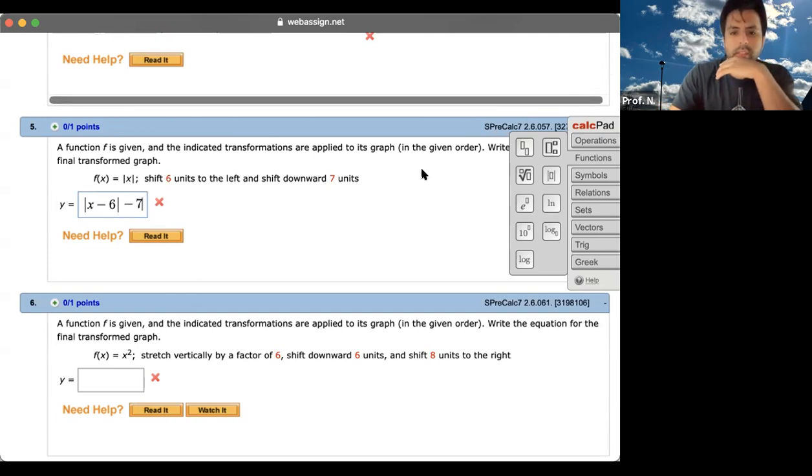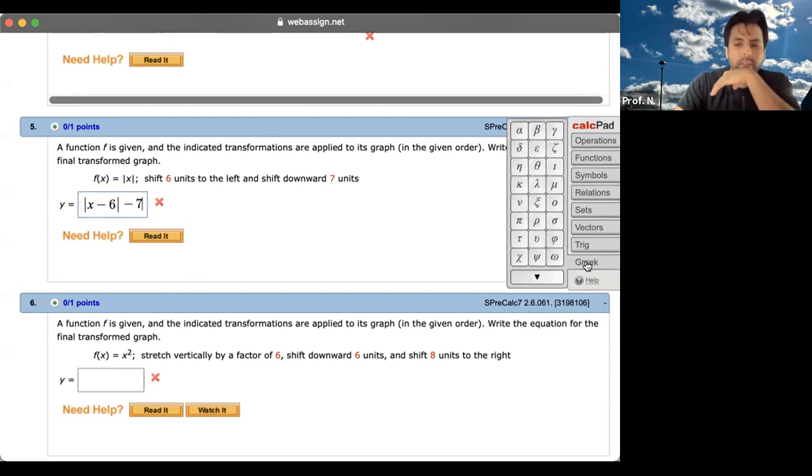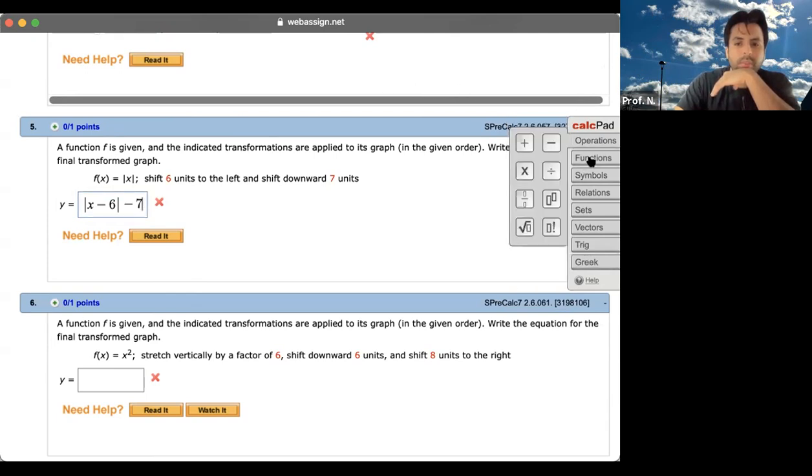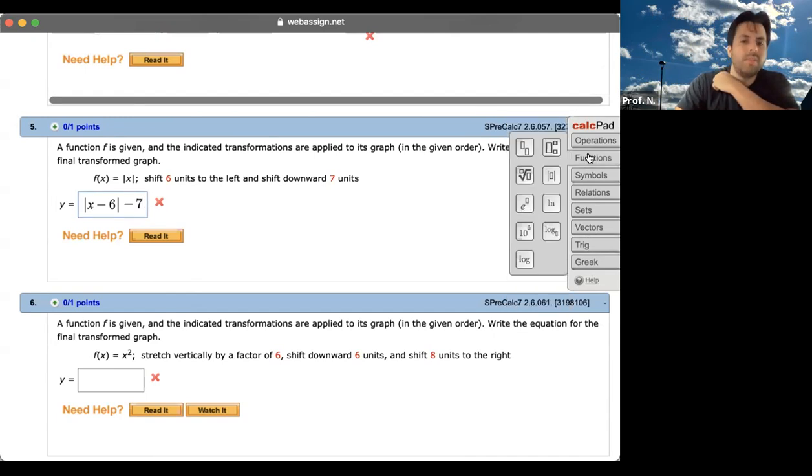You have to use that thing on the right. On the right, it has a calc pad, and you have many other things you can do with it. You even have the Greek alphabet. So you have a whole assortment of things. Make sure you use this to your advantage. If they're asking you for absolute value, there should be a way to write it, so use the functions.